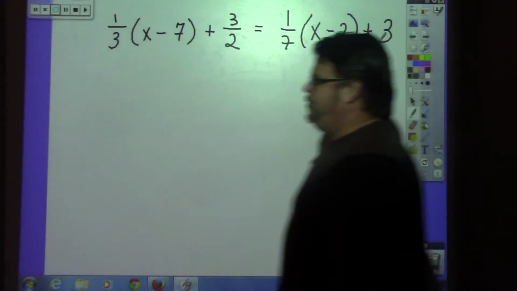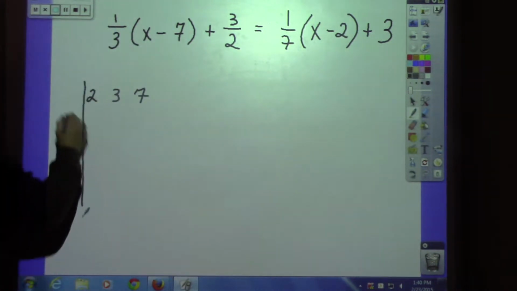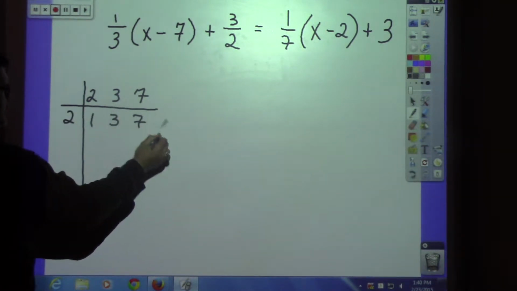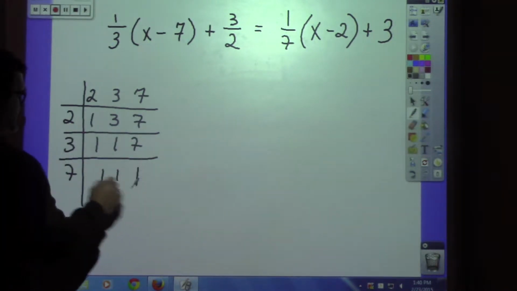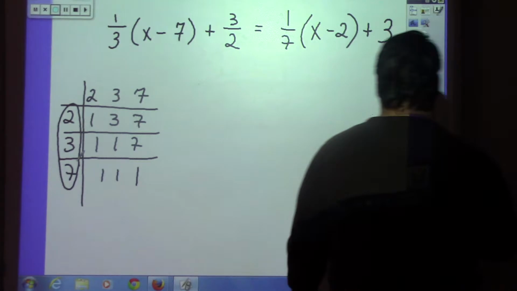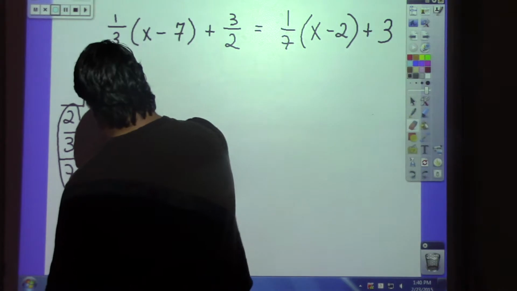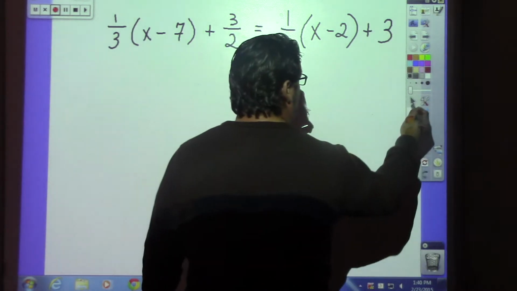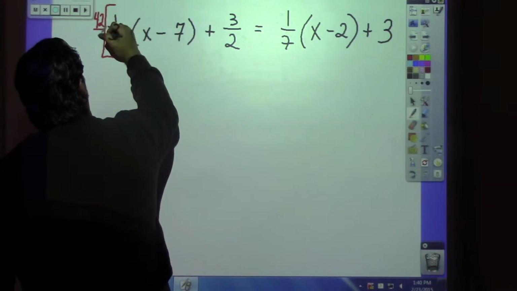Just to recap, 2, 3, 7 are our denominators. 2, well, that's 1, 3, 7. 3, 1, 1, 7. 7, 1, 1, 1. So what's 6 times 7? 42, Hubert. Thank you, class. So what's the common denominator? 42 over 1. So I'm going to multiply the whole thing by 42 over 1.